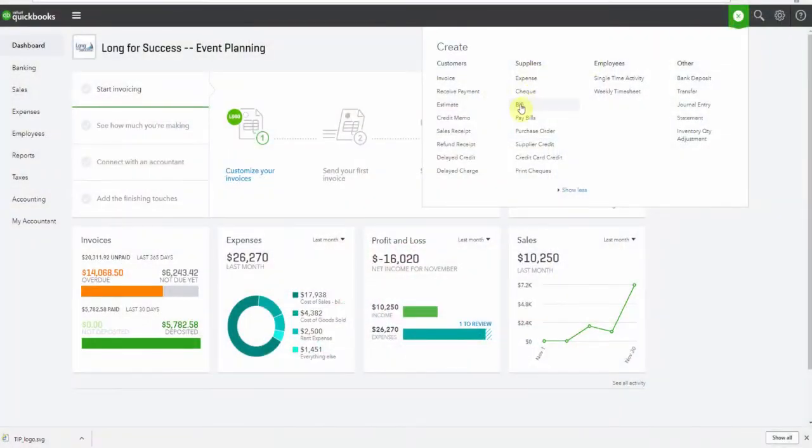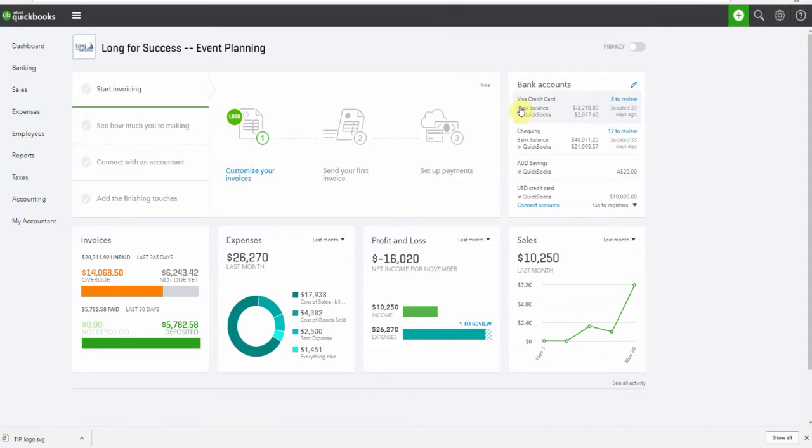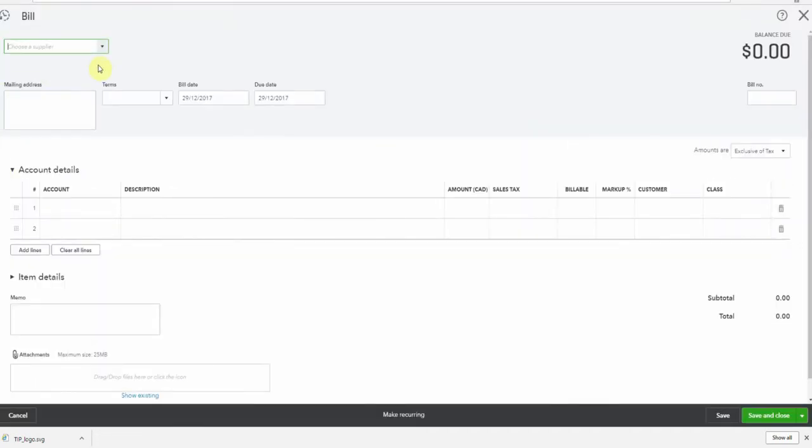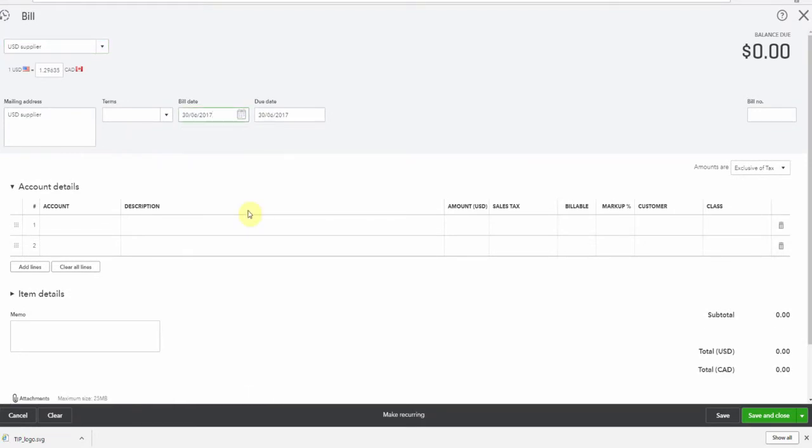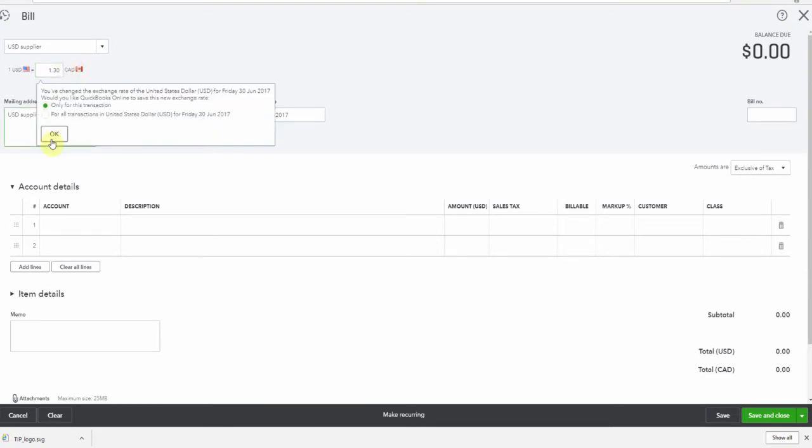I'm going to enter a bill from a US dollar supplier on June 30th. I can either use the exchange rate provided by QuickBooks or adjust it. For this exercise, I'm going to choose a nice round 1.3, so it will be easier to track the movement later. Note that there's a warning. I'm using this rate for this transaction only.